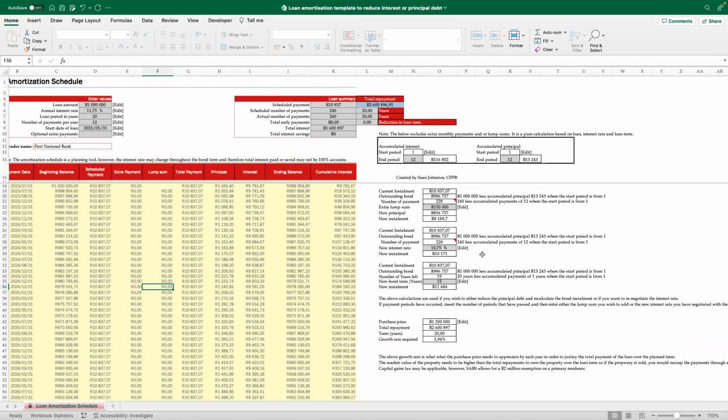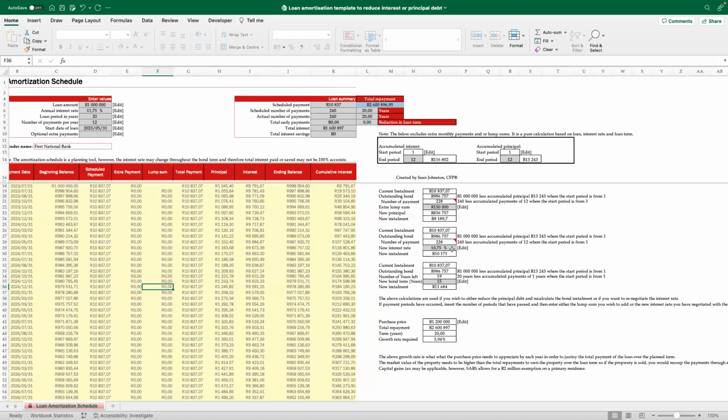So basically what you would do in this case is you'll go to the bank and you'd make an extra lump sum payment into the bond. And this is not going into the access facility. This is going to the bank because the bank then recalculates your outstanding bond, which I'm going to show you now, to negotiate your interest rate.